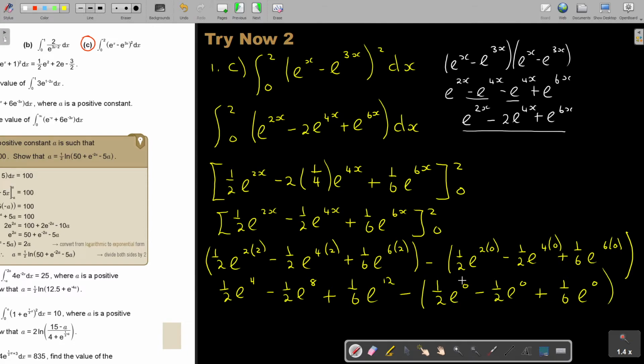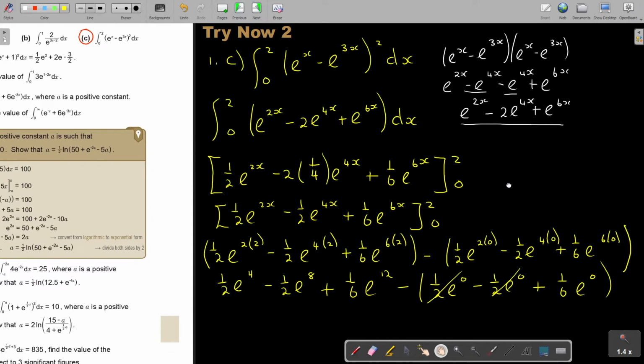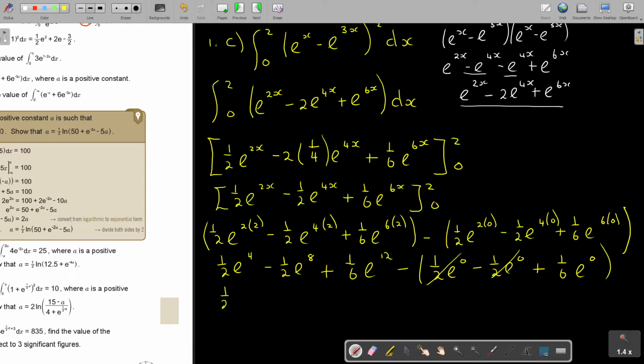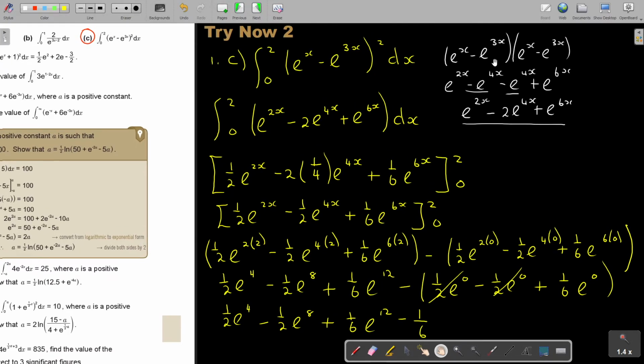So basically, this 2 will cancel out. Do you see? This is 1. So it's basically just going to be a half e to the power of 4 minus a half e to the power of 8 plus 1 over 6 e to the power of 12 minus that 1 over 6. And that is going to be my answer. I can press it on a calculator if they say correct to 3 significant figures. Otherwise, I can just leave it like that. That was number 1C. So please, especially that multiplying out, make sure you're doing it correct.